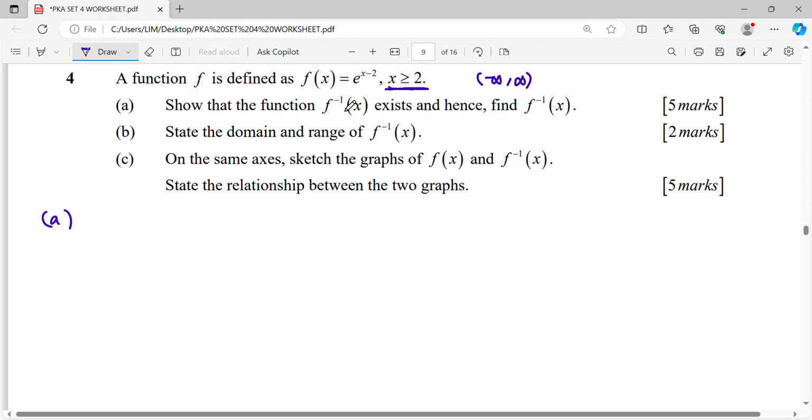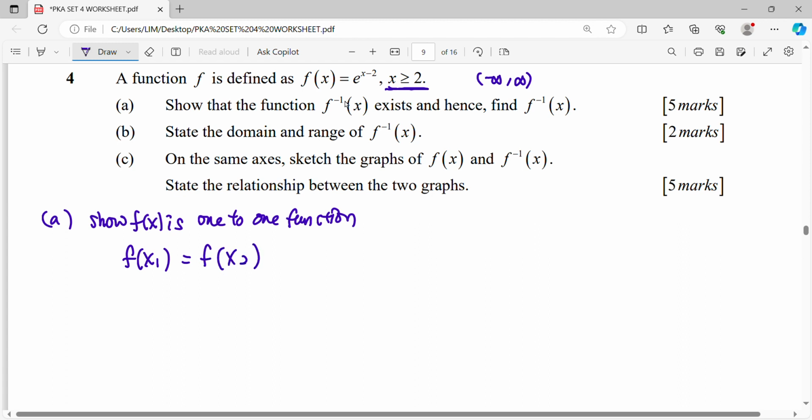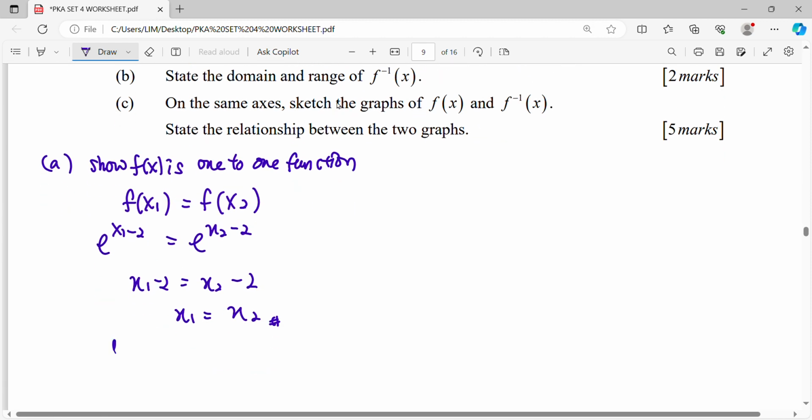To show that the inverse exists, we have to show this function is a 1-to-1 function; only then can its inverse exist. To show this, we can use the algebraic method or the graphical method. Here I use the algebraic method, where we substitute x1 and x2. When you have exponentials on both sides, we can log both sides, or we just compare the power. You can notice that x1 only has the answer of x2, which means this function is a 1-to-1 function, and so the inverse function exists.